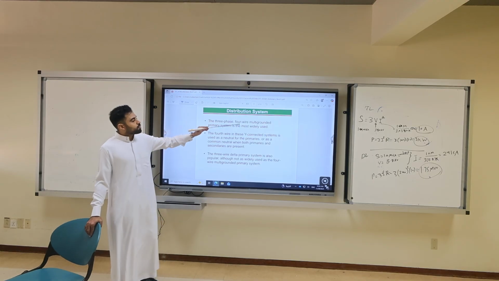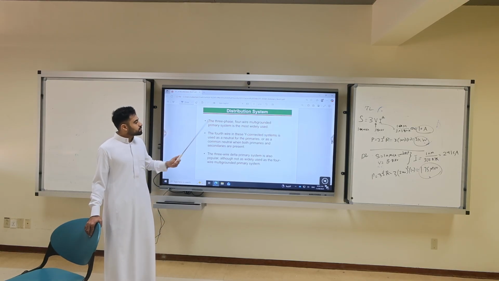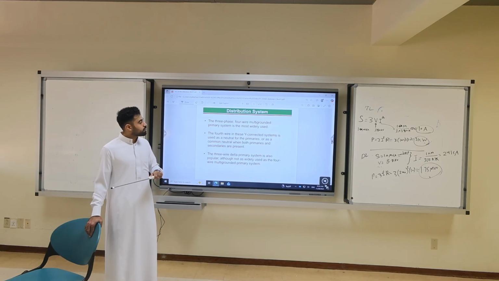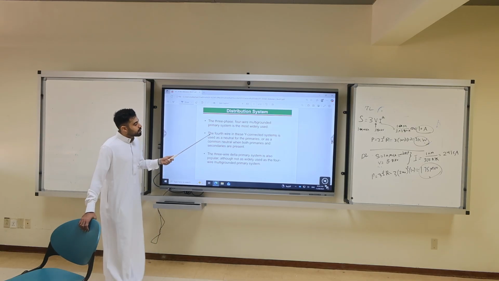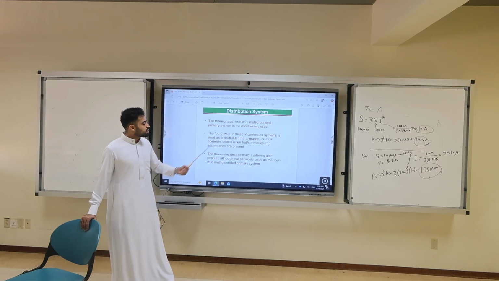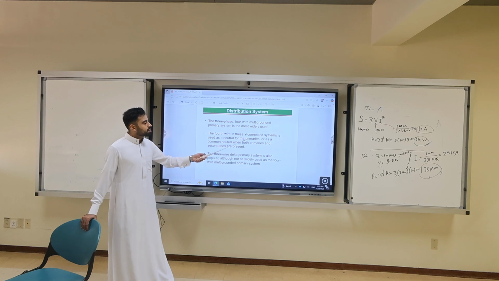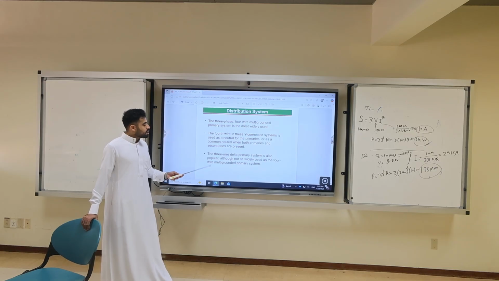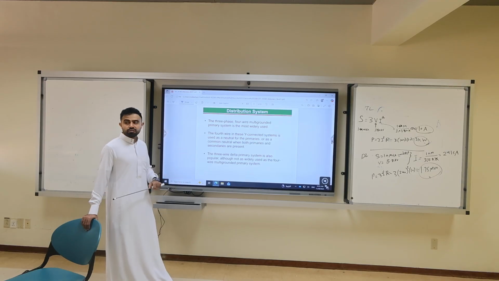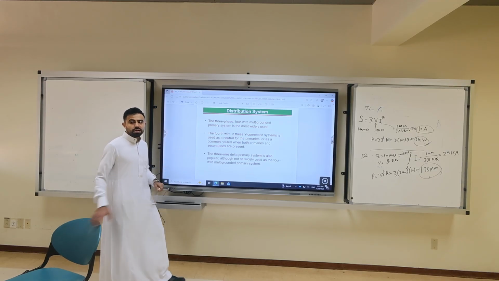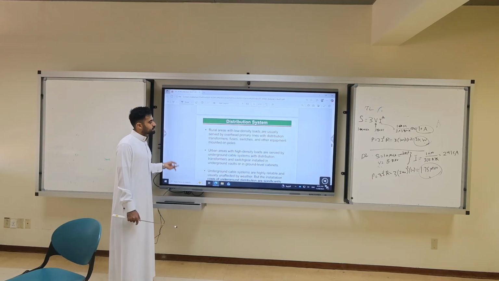We have a 3-phase, 4-wire, multi-grounded primary system is the most widely one. 3-phase plus 4th wire for grounding. The 4th wire in these Y-connected system is used as a neutral for the primaries or as a common neutral when both primaries and secondaries are present. The 3-wire delta is also popular but not as popular as the 4-wire. So you have two common wire configurations.